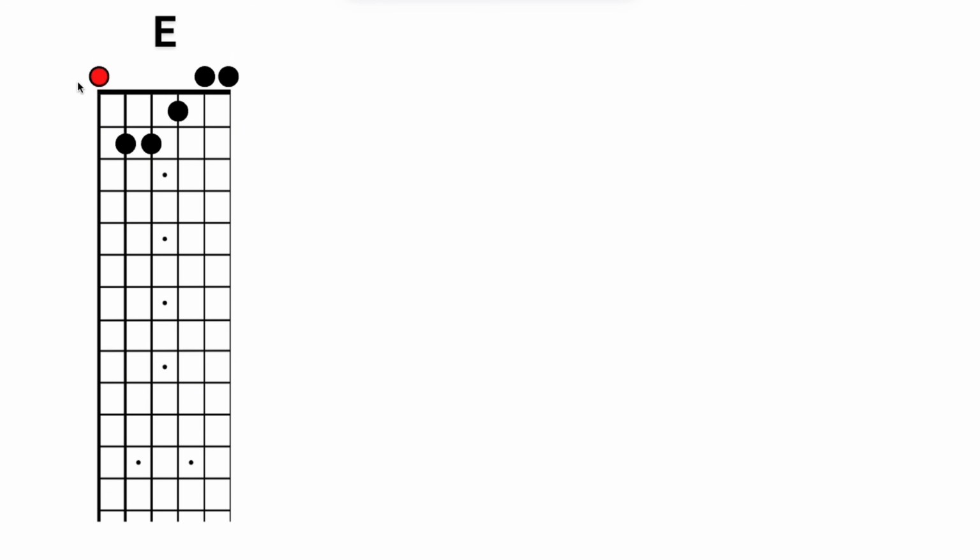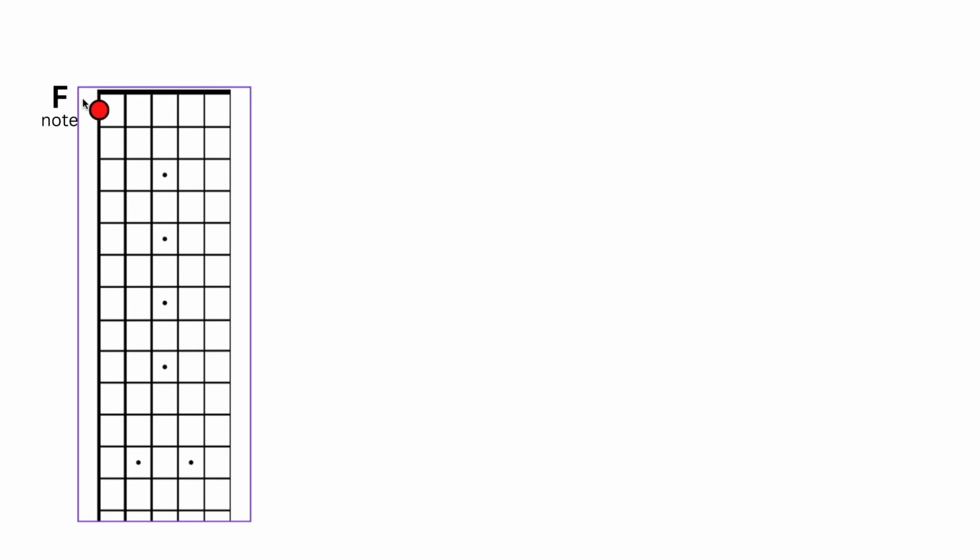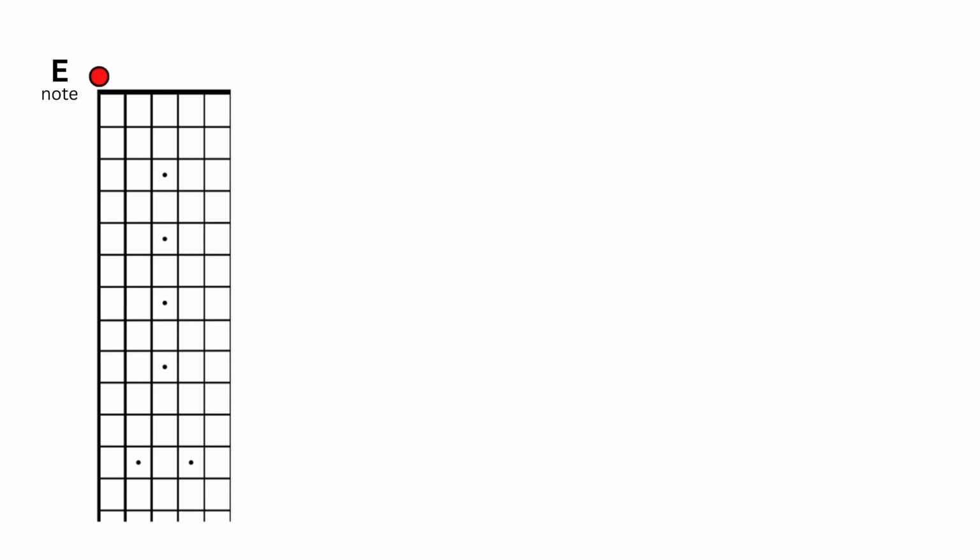Now what happens to that red note, just that red note, if I move it 1 fret higher? It becomes another note, correct? It actually became an F note. E, F, following the alphabet. So if one note became another note, one chord must become another chord.